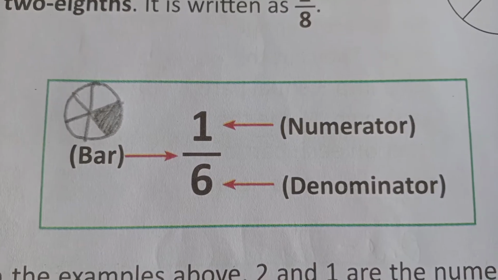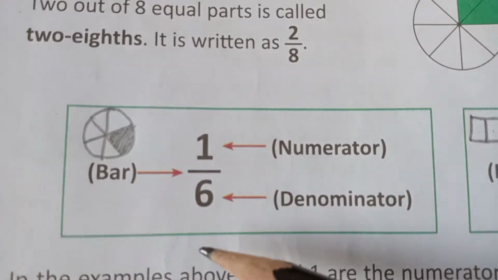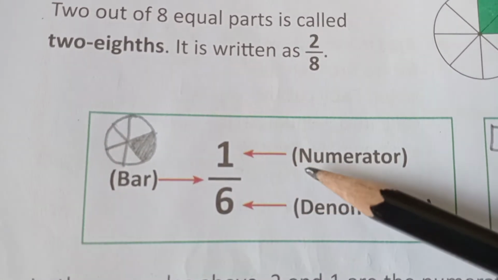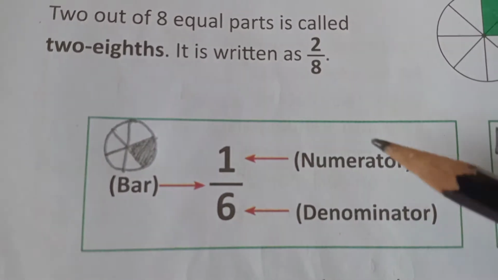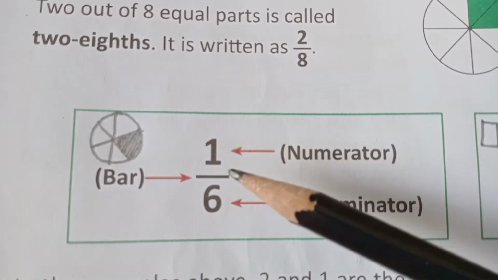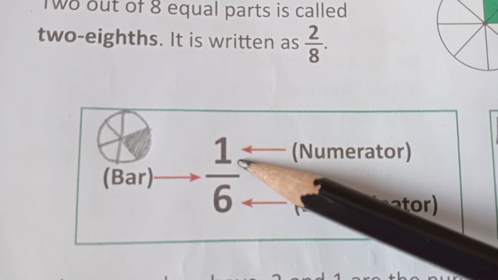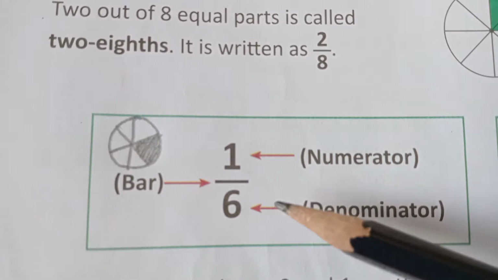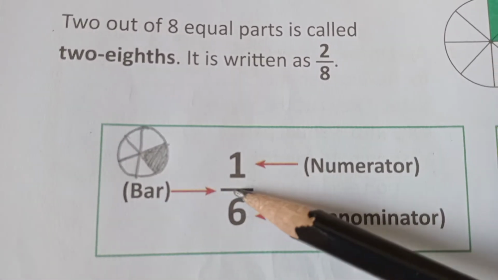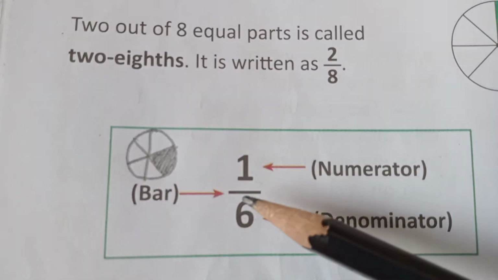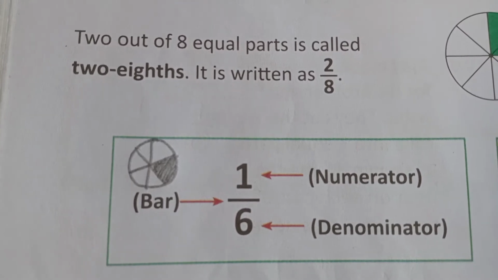Got it? When we are writing fractions, if I am writing 1/6, the upper part is called the numerator, and the lower part is called the denominator. So what is the numerator here? The part which has been colored, or which part we are taking as colored. And the total parts is how many equal parts the whole image is divided into.